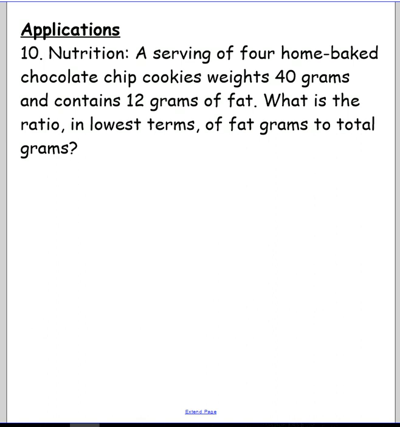So now let's look at some applications of what we've been dealing with. A serving of 4 home-baked chocolate chip cookies weighs 40 grams and contains 12 grams of fat. What is the ratio in lowest terms of fat grams to total grams? So we're dealing with a ratio, and the 4 home-baked chocolate chip cookies is just a description, and so that's not included in our numbers. We want to have fat grams, which is 12, to total grams, which is 40.